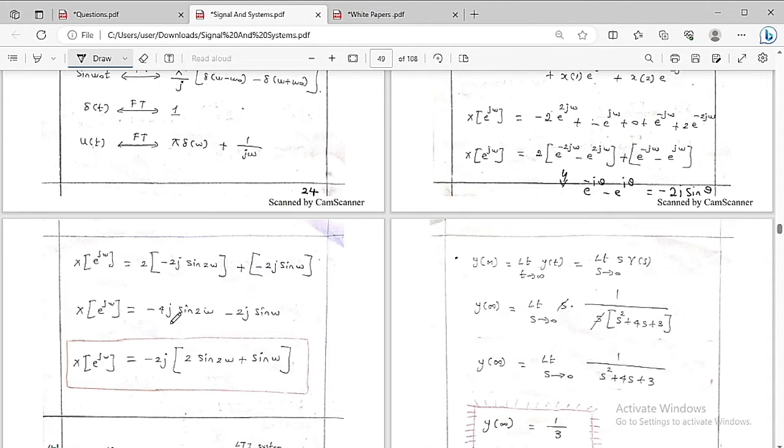Minus 2j common means what we are going to get here? 2. So 2 into sine 2 omega plus sine omega. So this is the overall equation that we are going to get here. So the discrete Fourier transform of this equation is minus 2j into 2 sine 2 omega plus sine omega. So this formula you always have to keep in your mind.